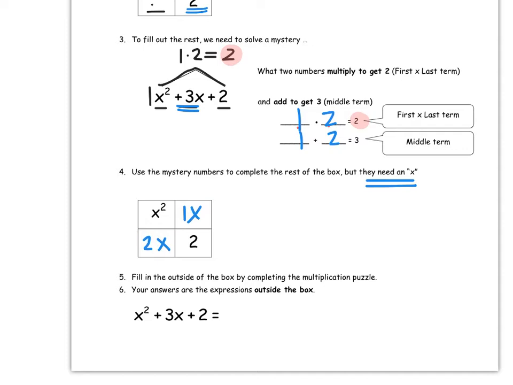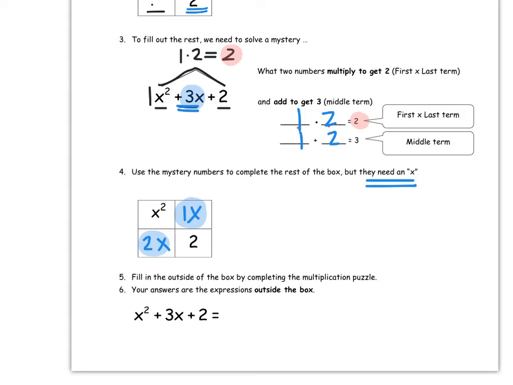The reason that we do that is because I want you to think about these in terms of like terms. 1x plus 2x gives us 3x, our middle term. And then that means that altogether I have x squared plus 3x plus 2, which is what I started with, x squared plus 3x plus 2. All right, now I have to figure out what goes on the outside of the box. And we do that by just completing this like multiplication puzzle. We've done this a bunch in the past.